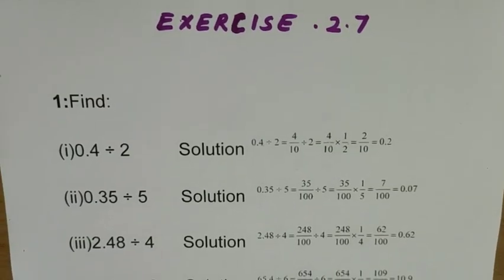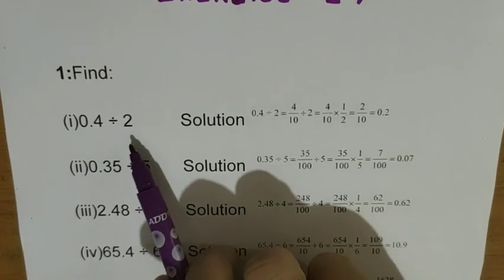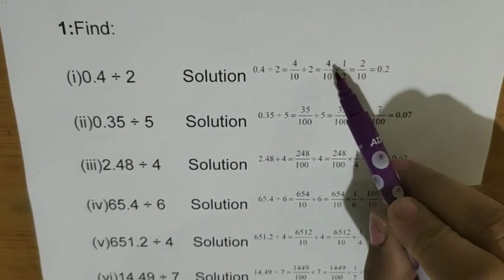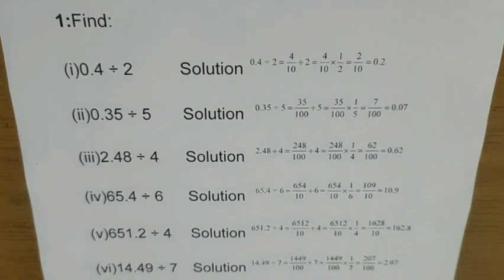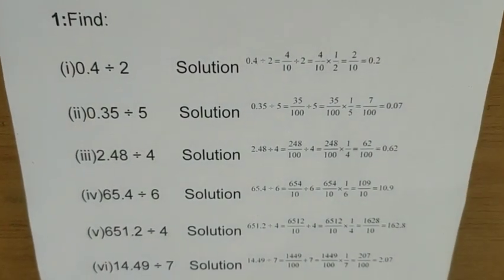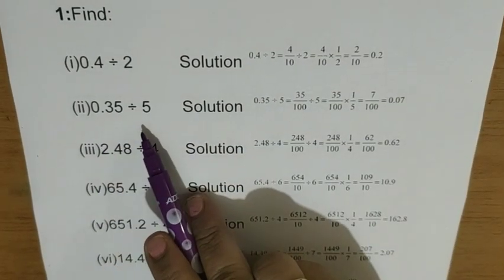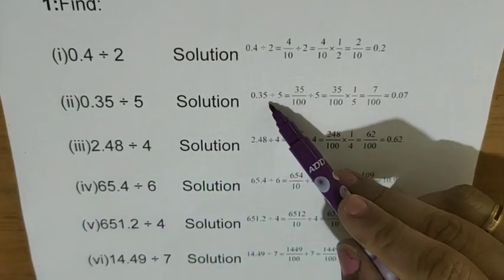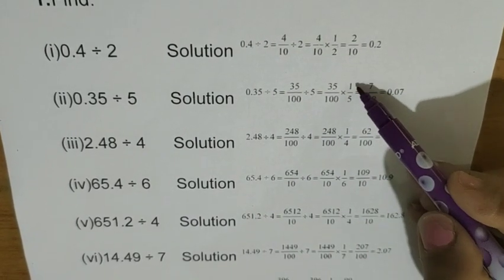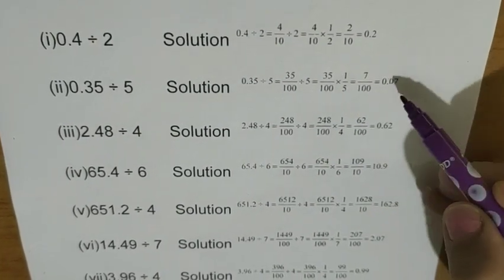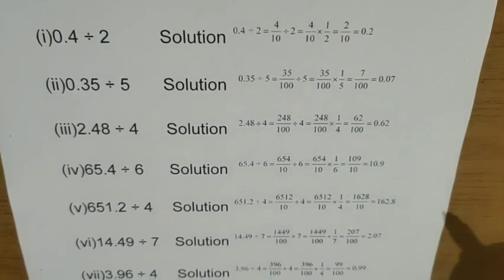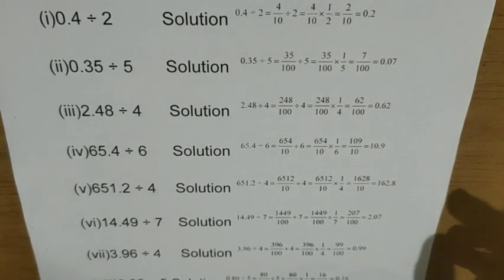Exercise 2.7. Find 0.4 divided by 2. That means 4 by 10 divided by 2, which is 4 by 10 into 1 by 2. Reciprocal rule. 4 by 10 into 1 by 2 equal to 2 by 10 equal to 0.2. 0.35 divided by 5. So 0.35 can be written as 35 by 100. Divide by 5 becomes into 1 by 5 after taking the reciprocal. So we can cancel 5 and 35. It is 7. 7 by 100 equal to 0.07.